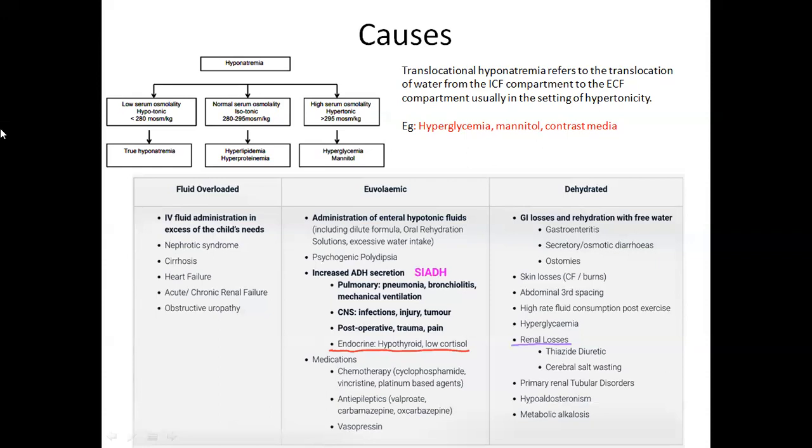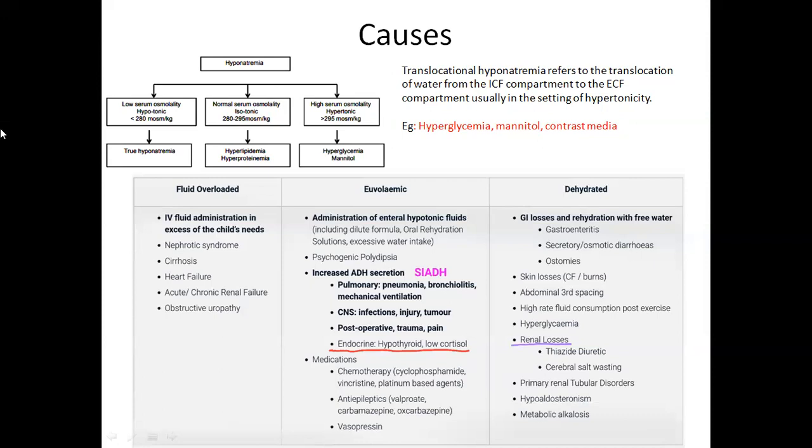So hypervolemic causes are very few. Where you have excess fluid in the body: nephrotic syndrome, cirrhosis, heart failure, renal failure. These are the common conditions where you have hypervolemic hyponatremia. And euvolemic, mainly it is SIADH.